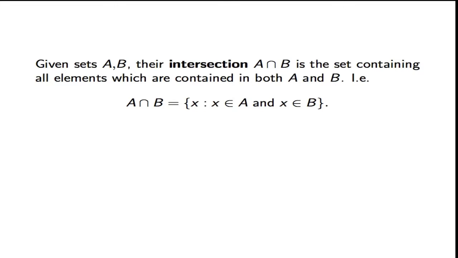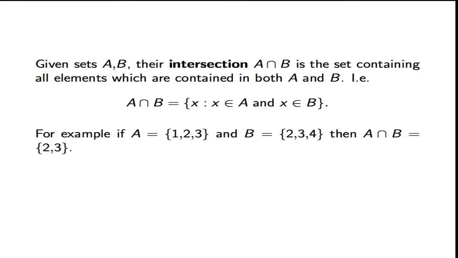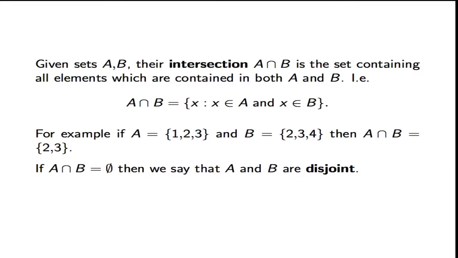Another operation that we are going to define: given sets A and B, their intersection, which we denote with this notation, is the set containing all elements which are contained in both A and B. In set notation, the intersection of A and B is equal to the set of all x such that x is in A and x is in B. For example, if A is a set containing 1, 2, and 3, and B is a set containing 2, 3, and 4, then their intersection is a set containing 2 and 3. In the case that the intersection of A and B is empty, then we say that A and B are disjoint.